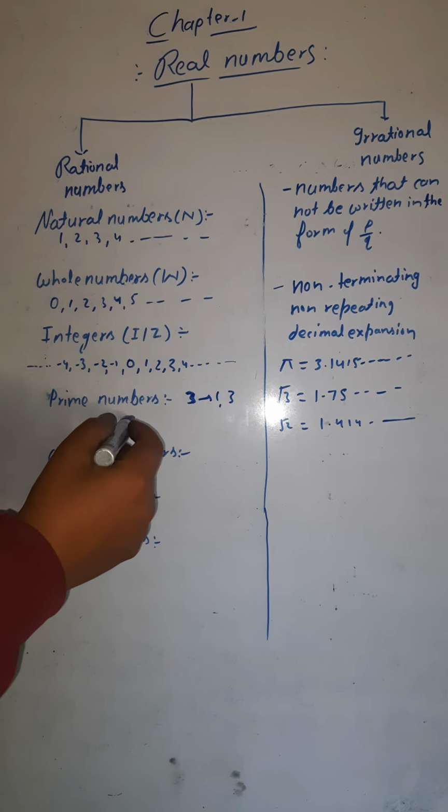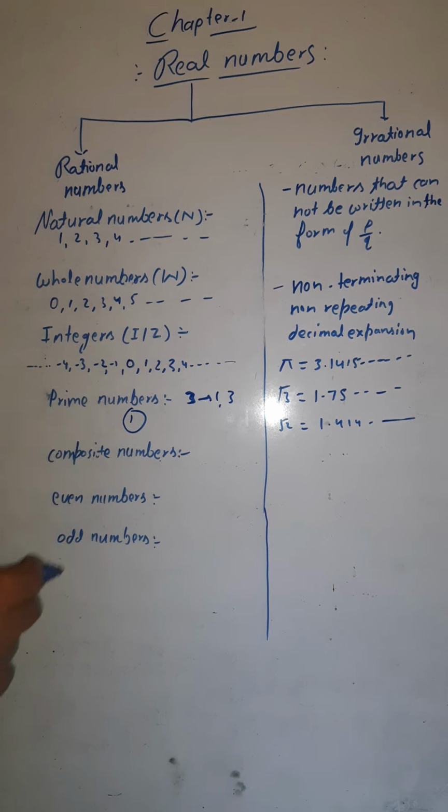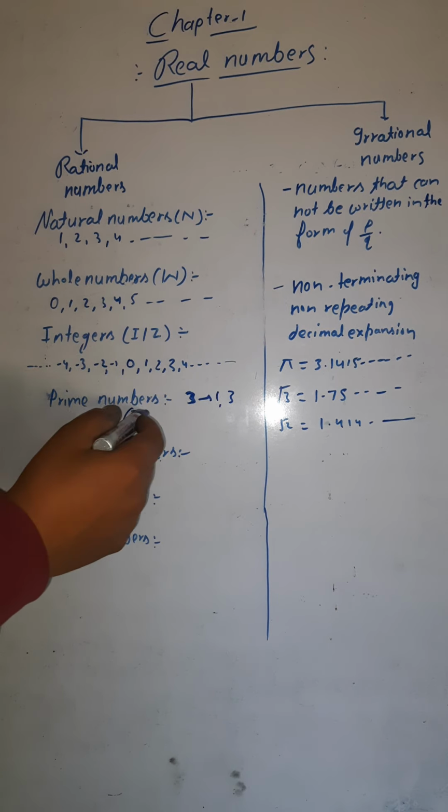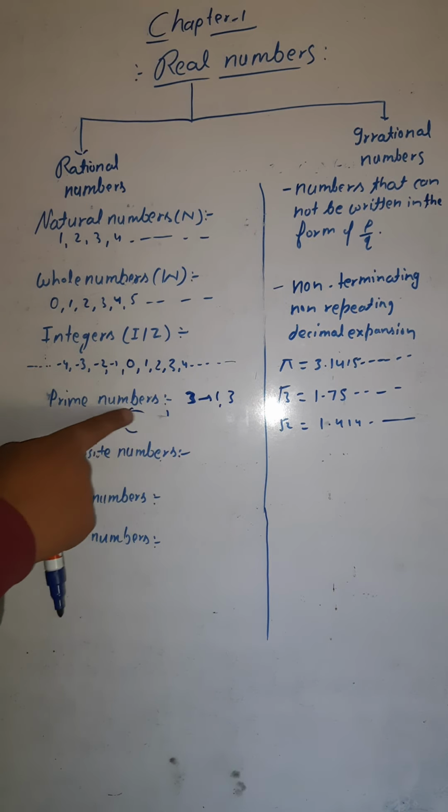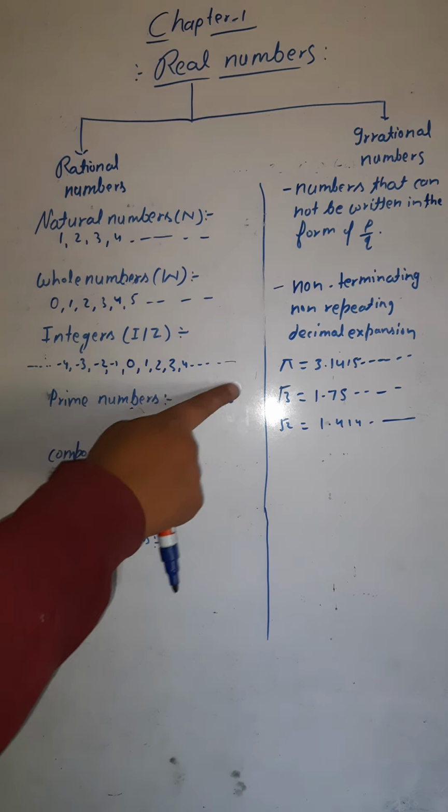Okay, now if I ask you, is 1 a prime number? No, 1 is not a prime number, because 1 does not have two factors. 1 has only one factor, that is 1. So 1 is not a prime number.